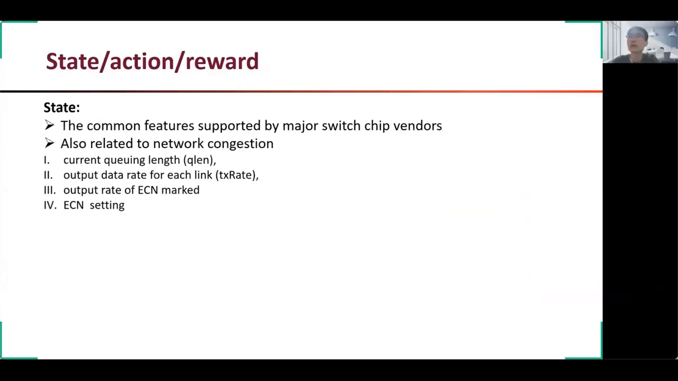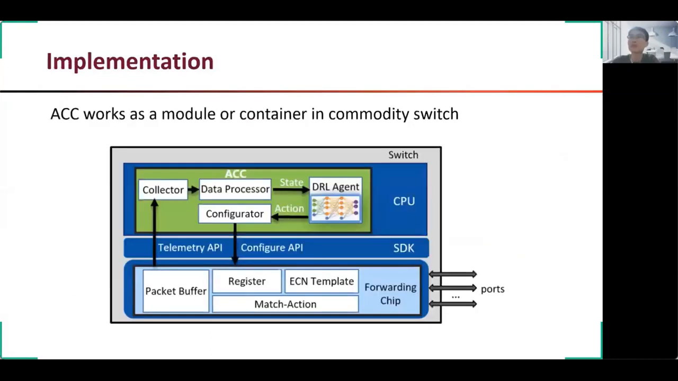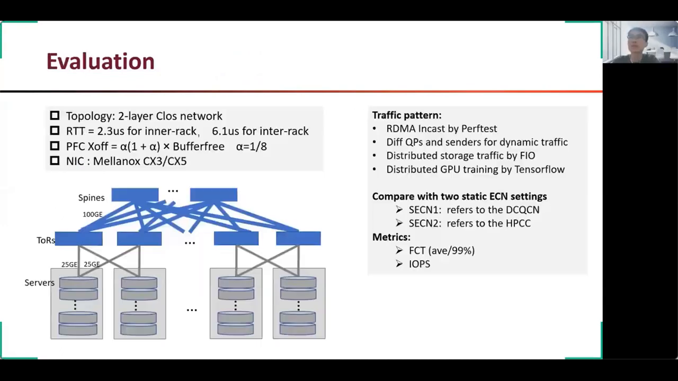To reduce action space, we discretize the ECN tuning action space to build the ECN configuration templates at the switch. We select the key network performance metrics, latency and throughput, as the reward function, with queue length as latency and link utilization as throughput. ACC can work as a module or container in commodity switches, like white box SONiC.